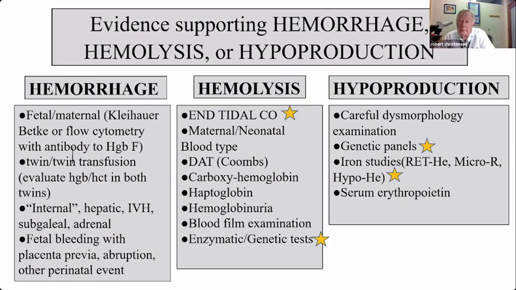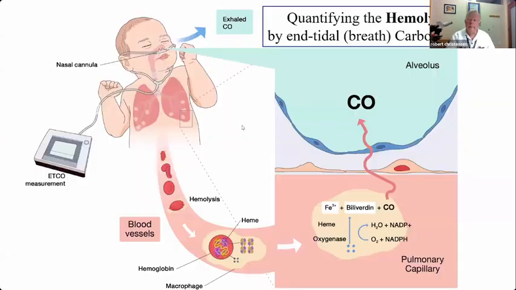For hemolysis, our best test now, in looking at a baby with anemia and asking, is this hemolytic or not hemolytic, our best measure is the end-tidal carbon monoxide. Let me show you briefly how that works if you're not using it yet.